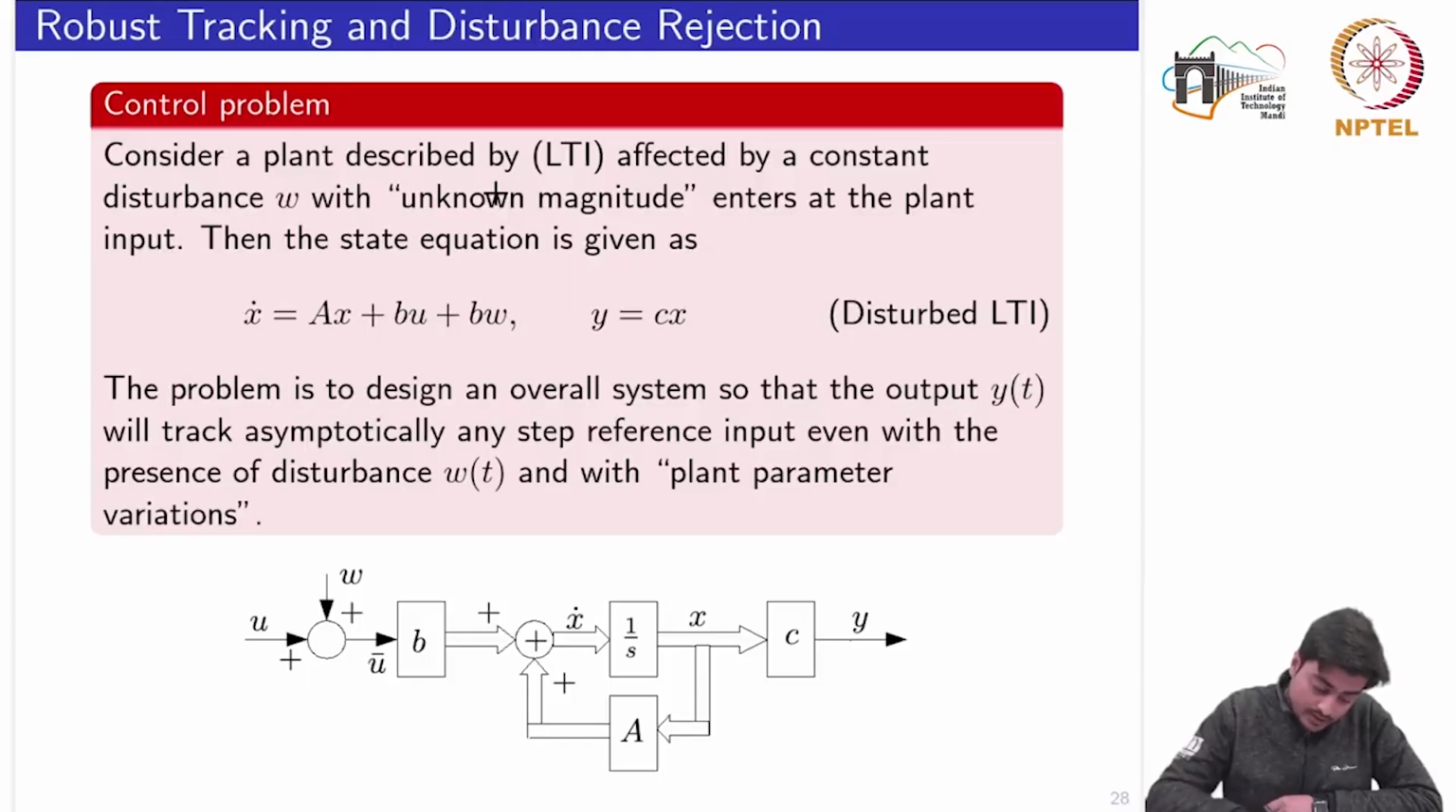If the disturbance enters at the plant input, then the state equation is given by x dot is equal to Ax plus Bu plus Bw. The distribution matrix of the disturbance signal would also remain the same, and y is equal to Cx. We denote this equation as the disturbed LTI because of this w signal. The problem is to design the closed loop system so that the output y of t will track asymptotically any step reference input, even in the presence of the disturbance w of t and with the plant parameter variations.